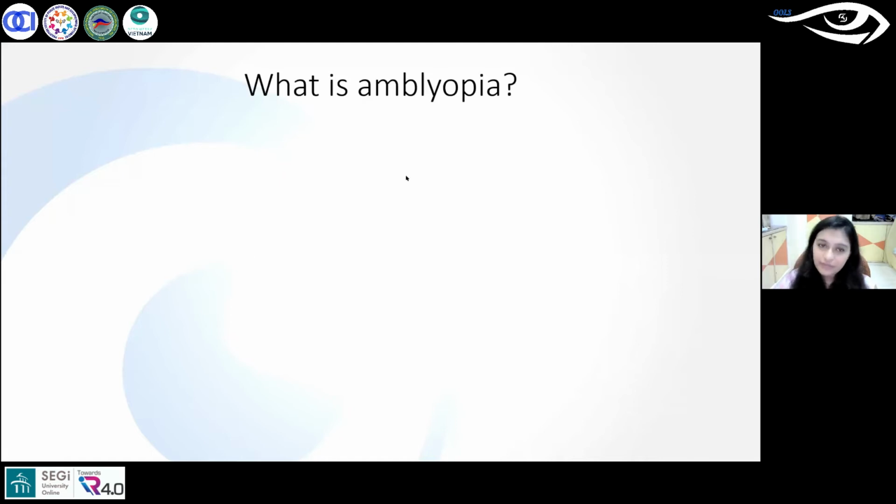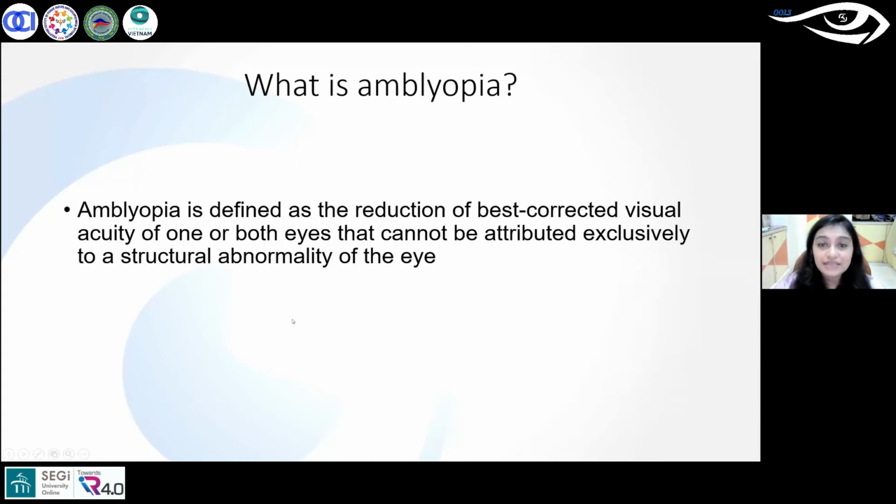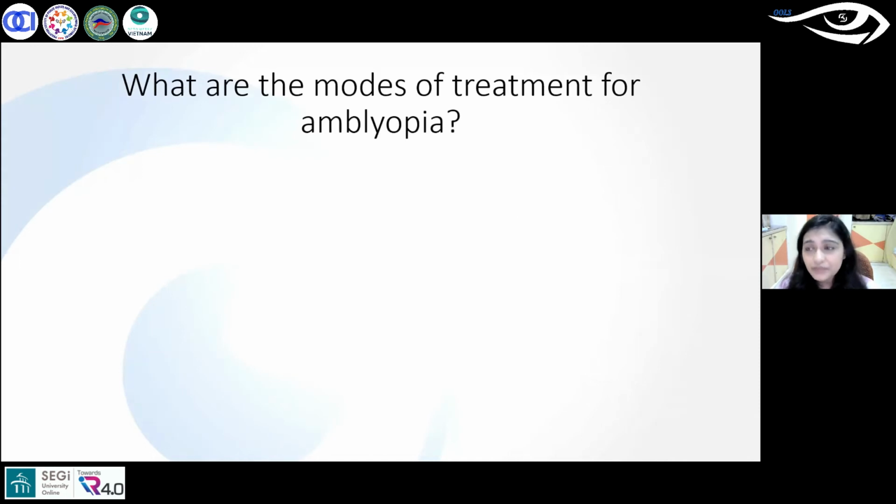As everyone has rightly said, amblyopia is defined as the reduction of the best corrected visual acuity in either eye or both eyes that cannot be attributed exclusively to structural abnormality of the eye. What everyone said was along the same line. And now what I want to know is what are the modes of treatment for amblyopia, and for the practitioners who are with us, what do you use in the clinic? Patching, atropine, and somebody says PTO, vision therapy, patching.